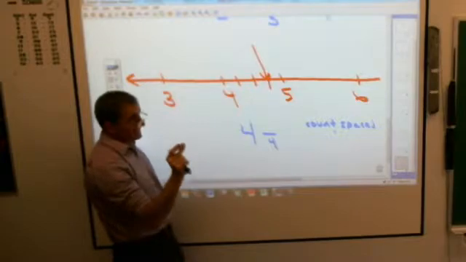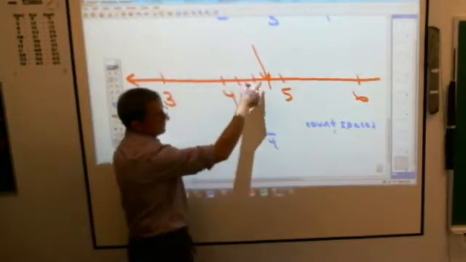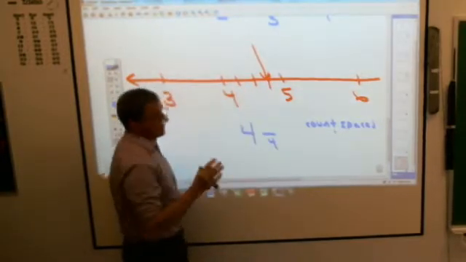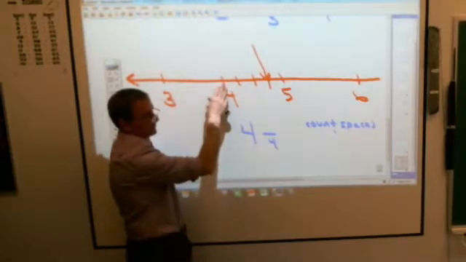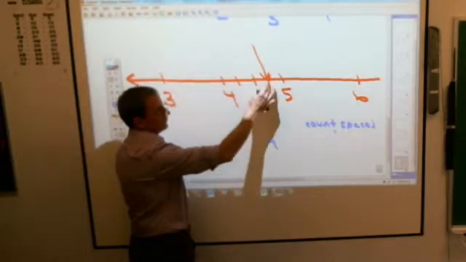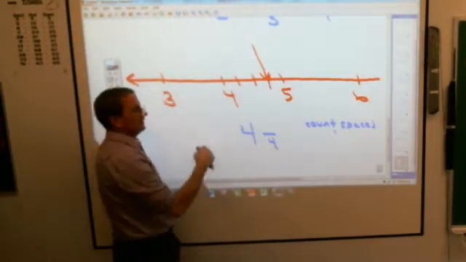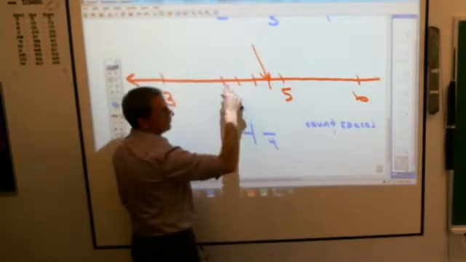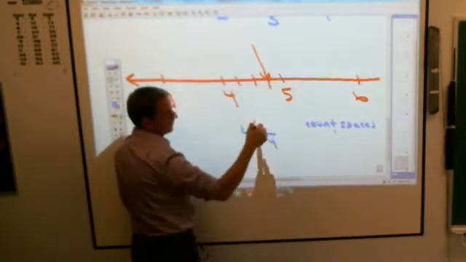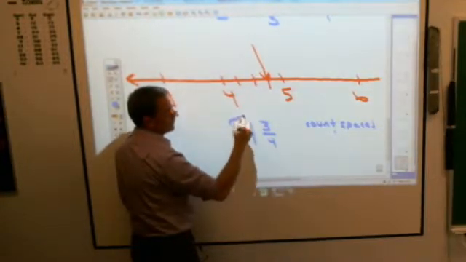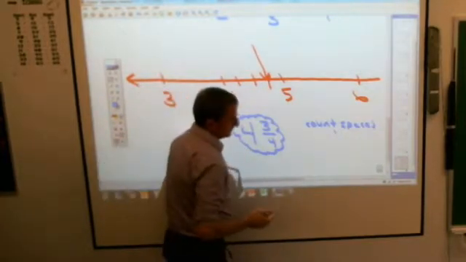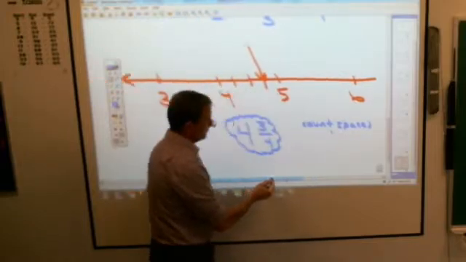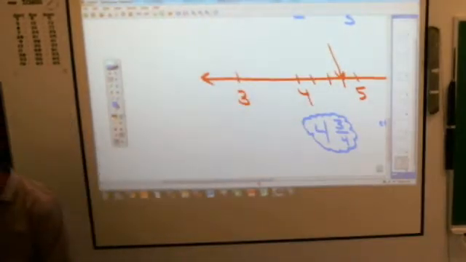So you always count these segments or the spaces between the numbers, not the little tick marks. You could count the tick marks if you didn't count this first one. But people get confused and they start counting this is the first one up. 1, 2, 3, 4 spaces. And then the arrow is how many over? 1 space, 2 spaces, 3 spaces over. This is 4 and 3/4. Everybody kind of happy with that? I don't think this is rocket science, but really what is?